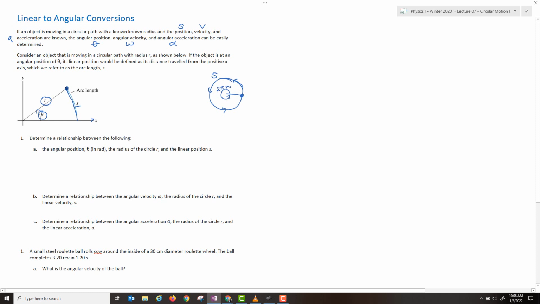Remember, everything is going to be in radians here. It would be 360 degrees or 2 pi radians. All right, so now what's the relationship between s and the angle? What's the relationship here?